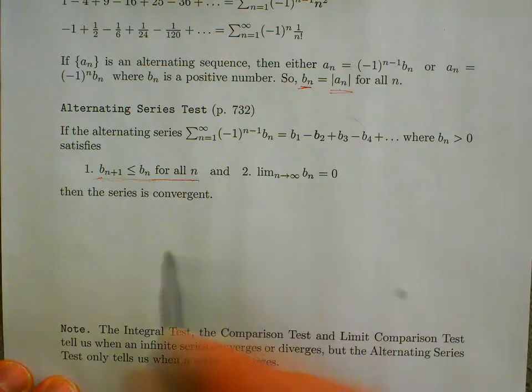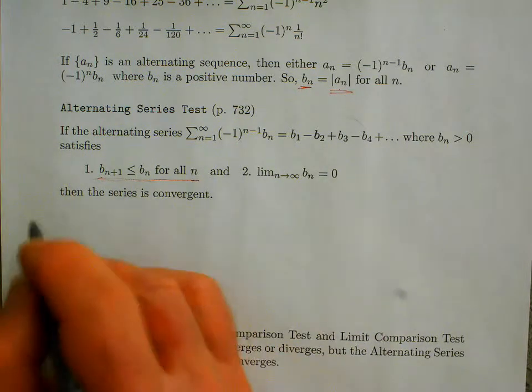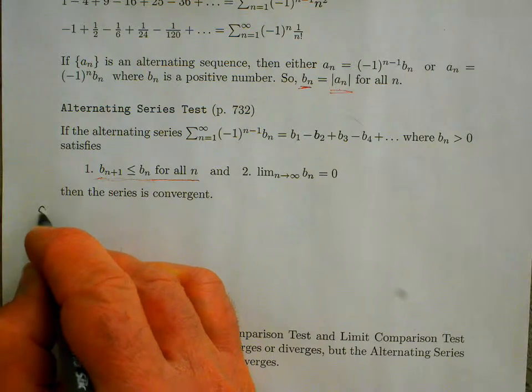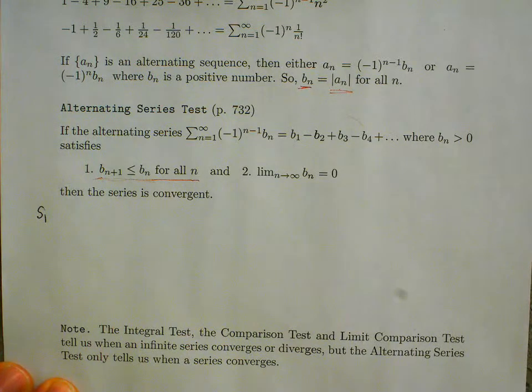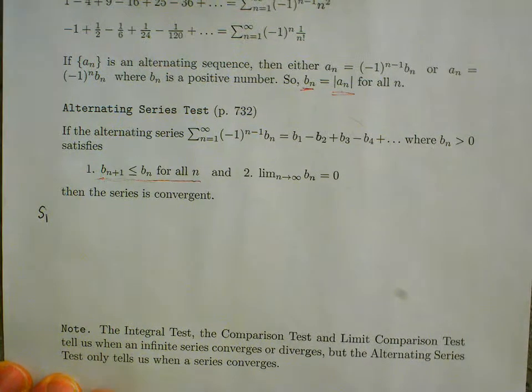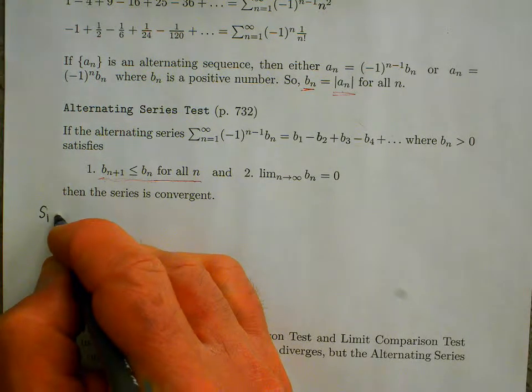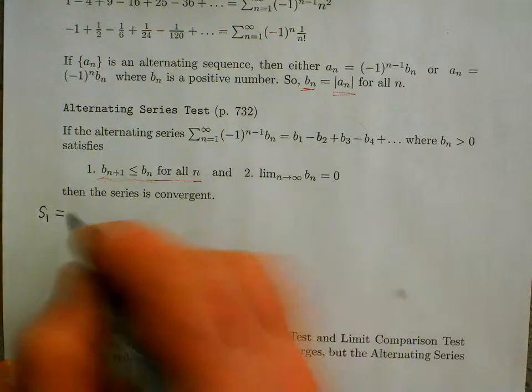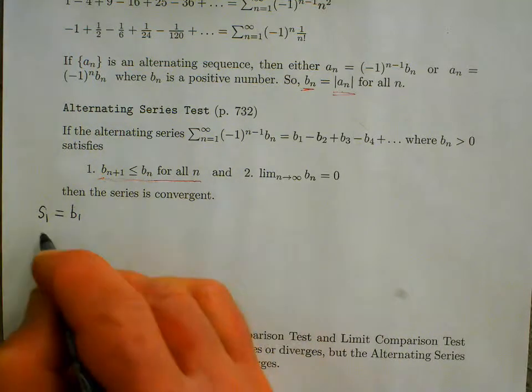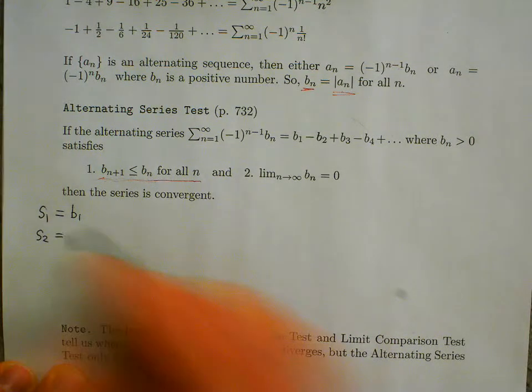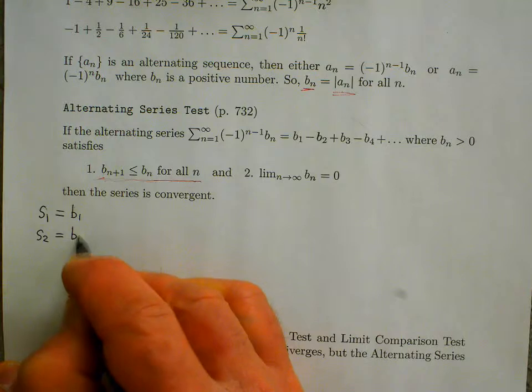So I'm just going to draw a picture of what's going on here. If we use S sub n as the sequence of partial sums, then S sub 1 is equal to B sub 1. S sub 2 is B sub 1 minus B sub 2.